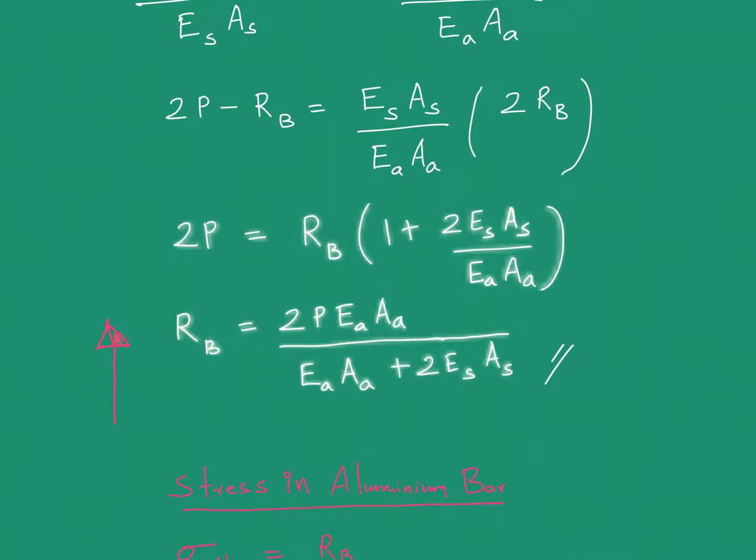It is acting in this direction, the upward direction. We assumed RB is acting in the upward direction. So if you get a positive value for RB, then that means your bottom member, this particular bar, will be in a state of compression because your RB is positive.